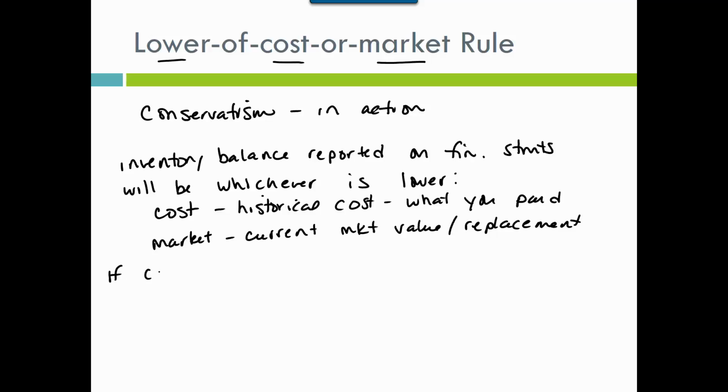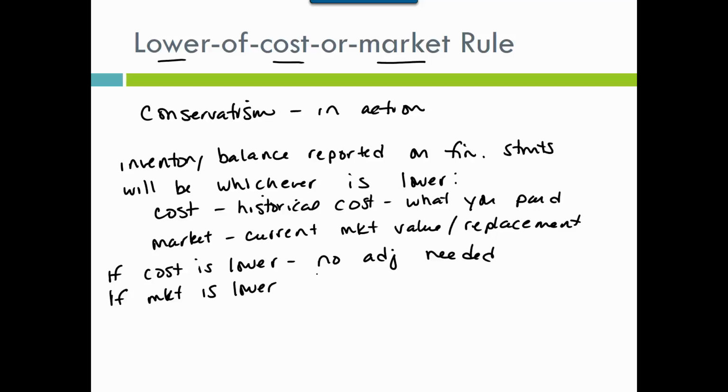If cost is lower, no adjustment is needed. You're already reporting the lower one. No adjustment needed. If market is lower, then I need to write down the inventory for the difference, and that is the difference, the cost minus the market.